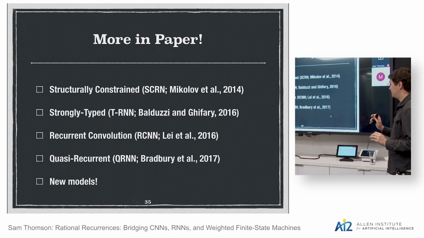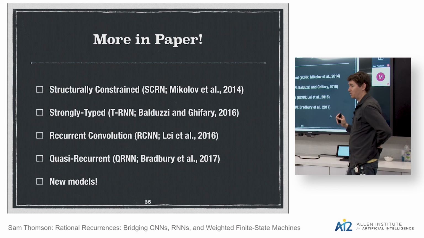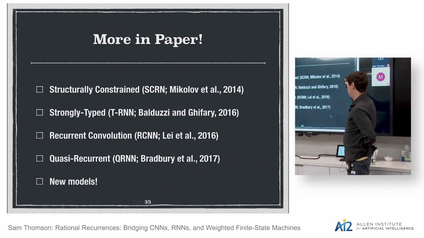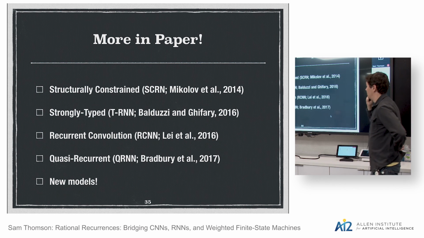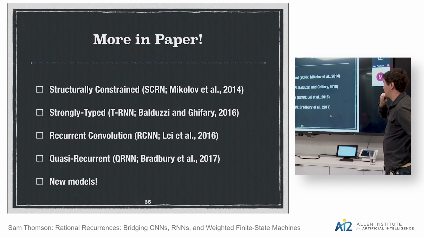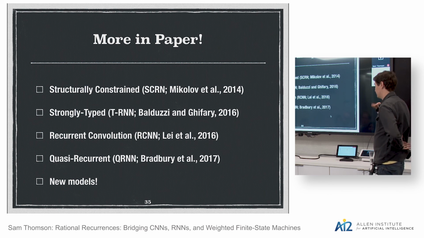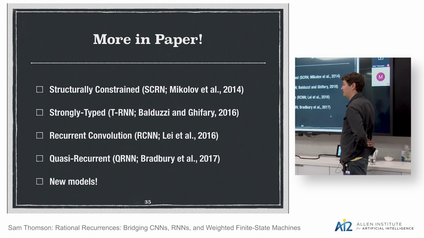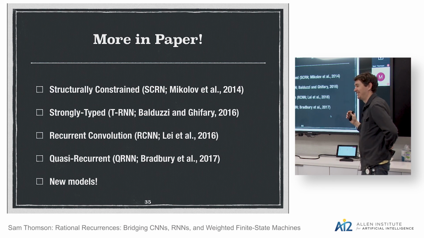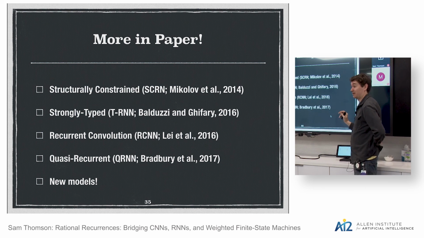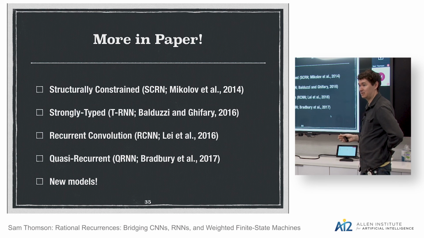These are just two examples. We have a bunch more examples of recent, or mostly recent, recurrent neural networks that we show are actually WFSAs in disguise. So in a way, we're stealing all of their experimental results. Quasi-recurrent neural nets especially get really strong results.